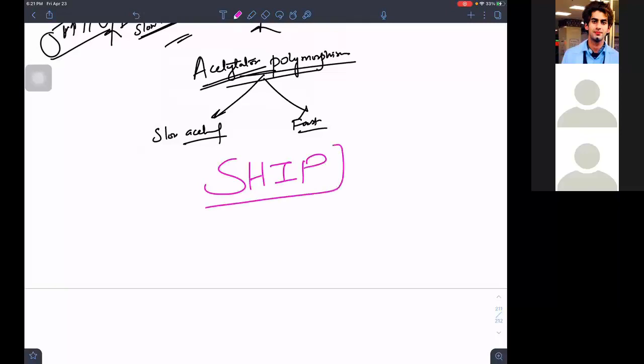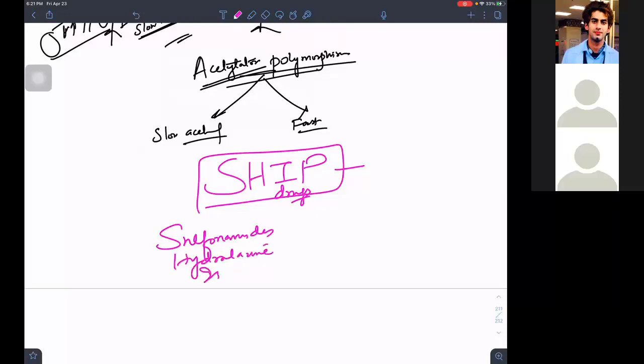Which drugs are metabolized by acetylation? SHIP drugs. SHIP drugs are metabolized by acetylation. S for sulfonamides, H for hydralazine, I for isoniazid, P for procainamide. Procainamide, let me write cleanly, procainamide. Okay guys, is it clear?